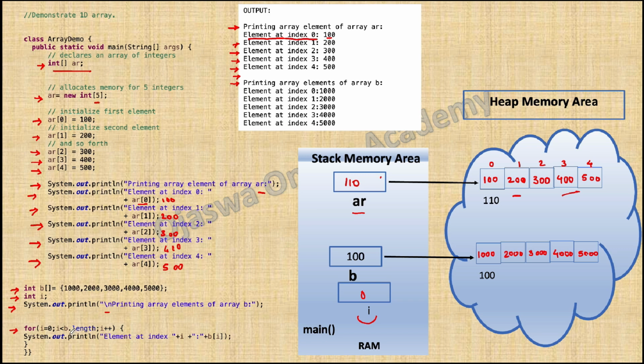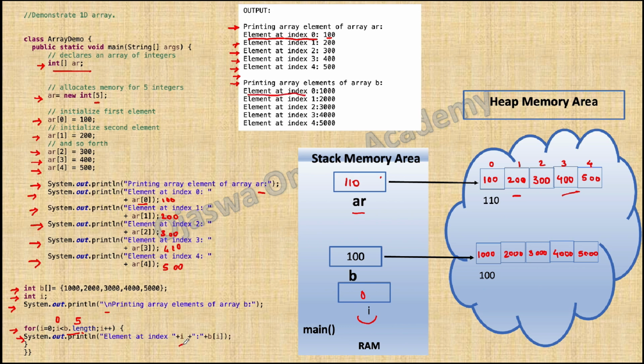Next is condition check, I less than b dot length. Now b dot length is a field belonging to an array that returns the length of an array. So length of array B is 5. Hence b dot length will return 5. And we are checking whether I is less than b dot length, that is 5. Value of I is 0. 0 less than 5, condition is true. Hence control will go inside the for loop and the statement will execute.